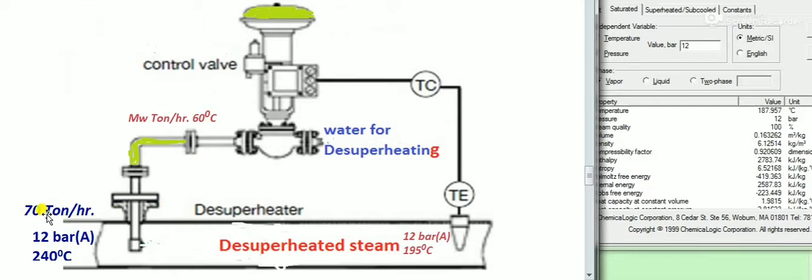The mass flow rate of the superheated steam is 70 tons per hour at 12 bar absolute pressure and 240 degrees centigrade. And our available water temperature is 60 degrees centigrade. For desuperheating, at 12 bar absolute we have a saturation temperature of around 187, 188. So we can go up to 193 degrees centigrade.